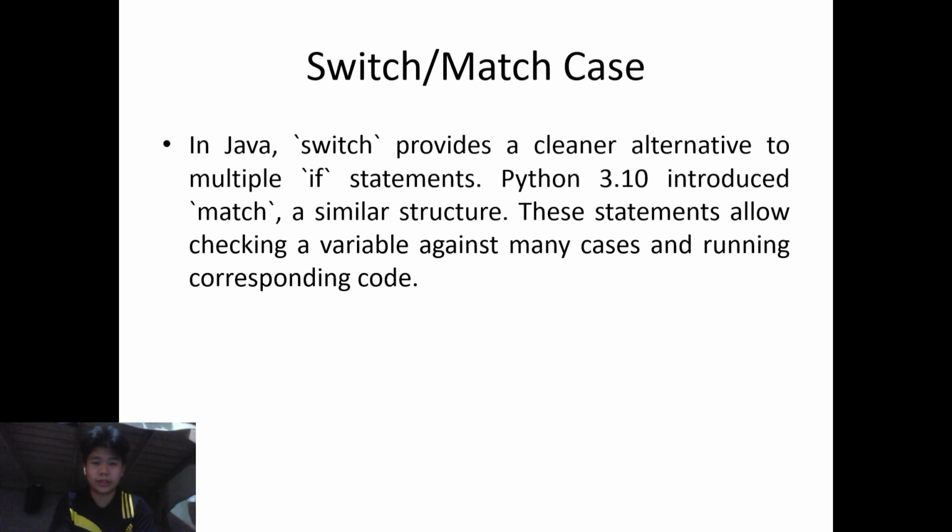So here is the switch match case. In Java, switch provides a cleaner alternative to multiple if statements. Python 3.10 introduced match, a similar structure. These statements allow checking a variable against many cases and running the corresponding code. So switch match case: Java uses switch and Python 3.10 uses match for multiple condition handling.